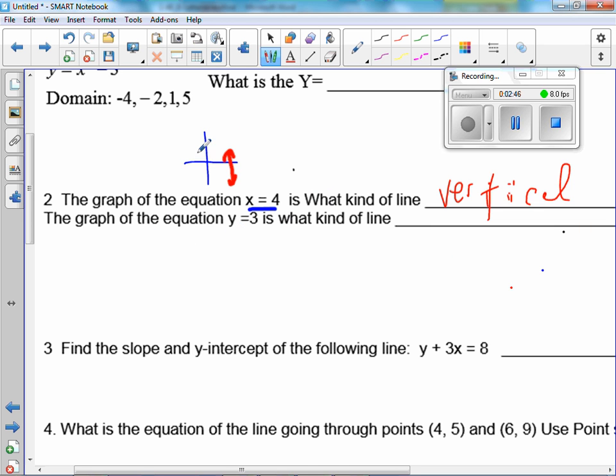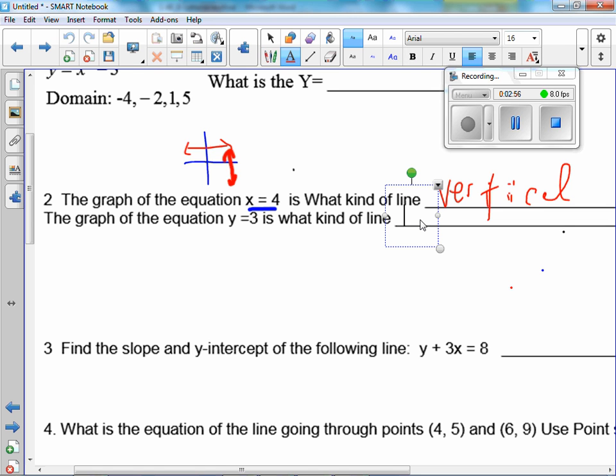So y equals, so if this was a 3, that means the line would be like this. What type of line does y equals graph? It graphs a horizontal line.